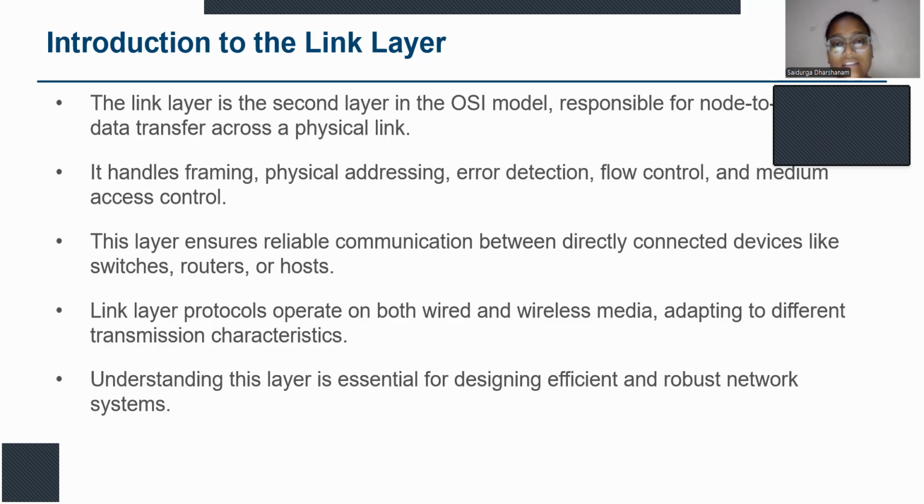The link layer is the second layer in the OSI model that is responsible for node-to-node data transfer across the physical link. It handles error detection, flow control, and medium access control, and it ensures reliable communication. The link layer protocols operate on both wireless and wired media. Next, we can go through this.